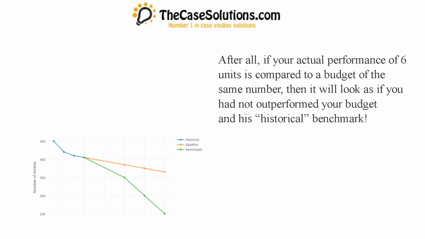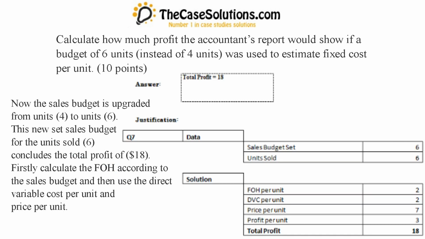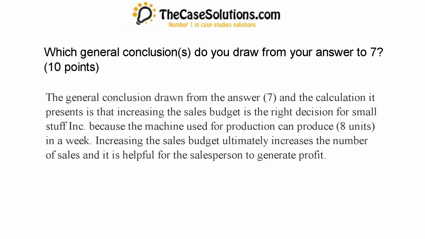After all, if your actual performance of 6 units is compared to a budget of the same number, then it will look as if you had not outperformed your budget and his historical benchmark. Calculate how much profit the accountant's report would show if a budget of 6 units, instead of 4 units, was used to estimate fixed cost per unit. 10 points. Which general conclusions do you draw from your answer to 7? 10 points.